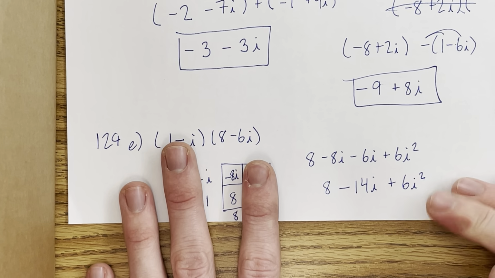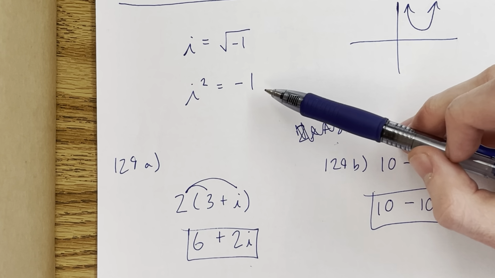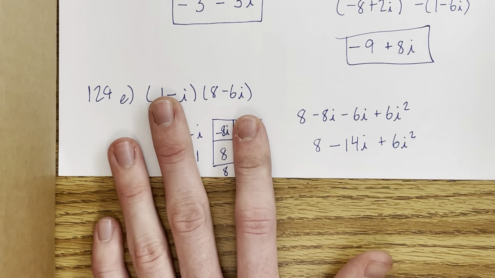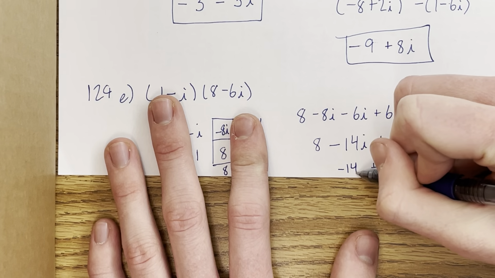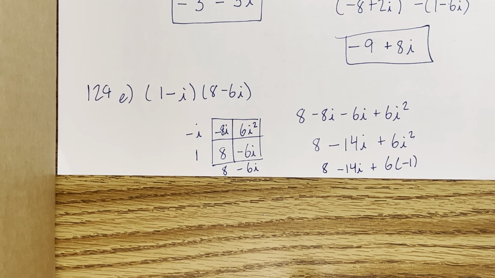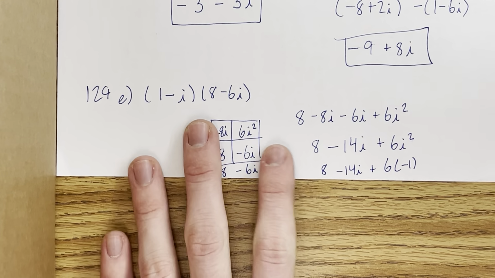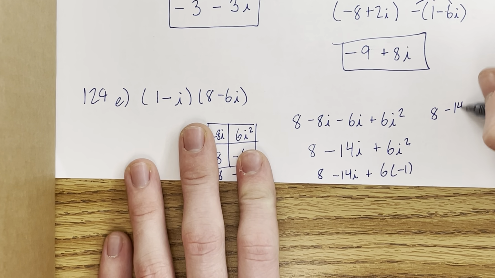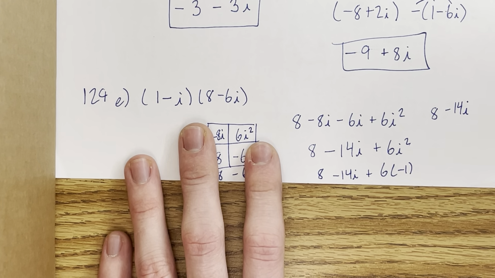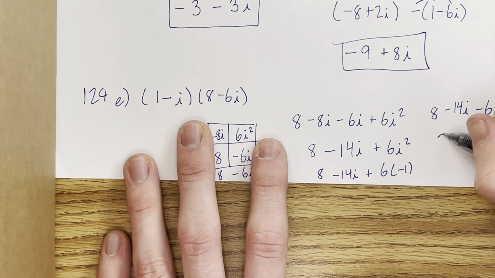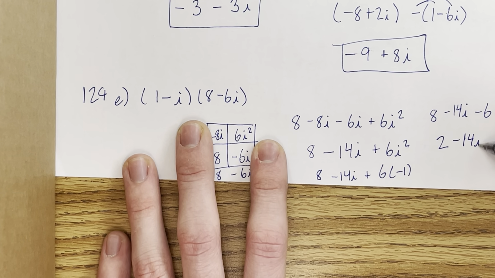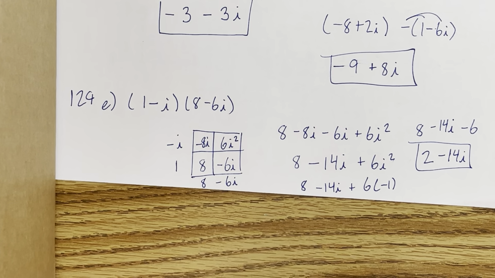Now, one thing to note from before is that I squared is negative 1. So we can plug in negative 1 there. So we get 8 minus 14I plus 6 times negative 1, or as we would more traditionally know it, 8 minus 14I, and then this would be minus 6. Now we can combine 8 and 6, so 8 minus 6 is 2, and then minus 14I. That's our answer.